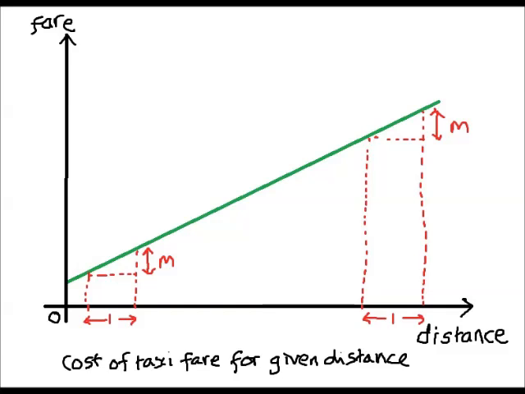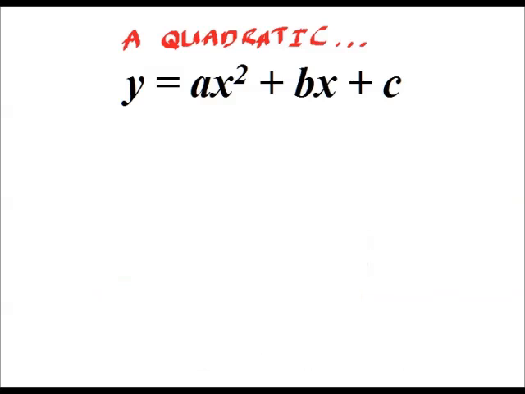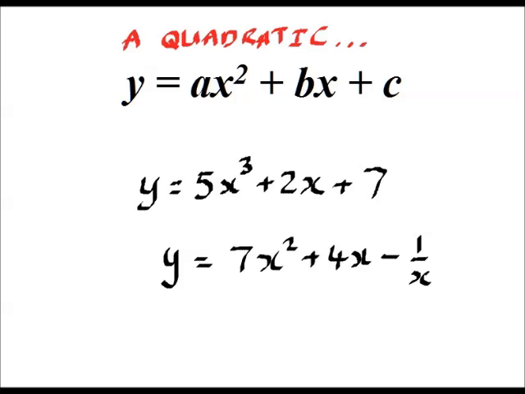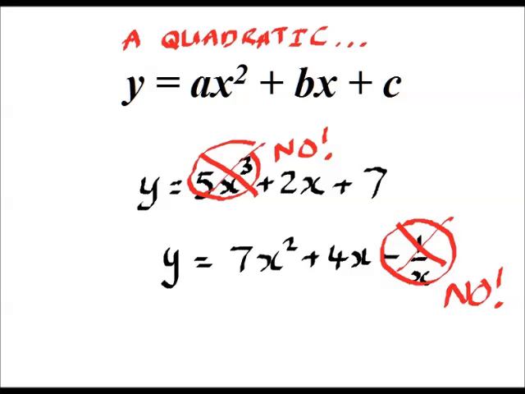The rate of change of fare stays constant regardless of the distance you've already covered. We can look at the general equation for a quadratic curve in a similar way. Y equals ax squared plus bx plus c. We can get all fancy and call it a polynomial of order 2, or we can say that it's just something times x squared plus something else times x plus a number. Know that it can't have any other powers of x and it can't have anything over x.